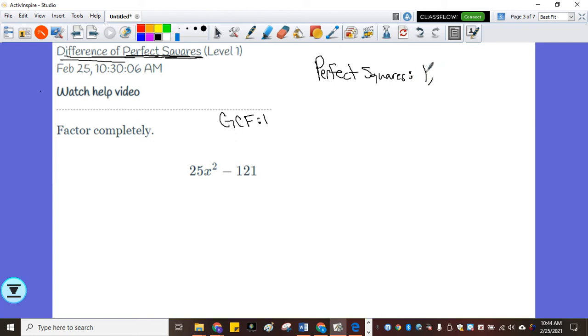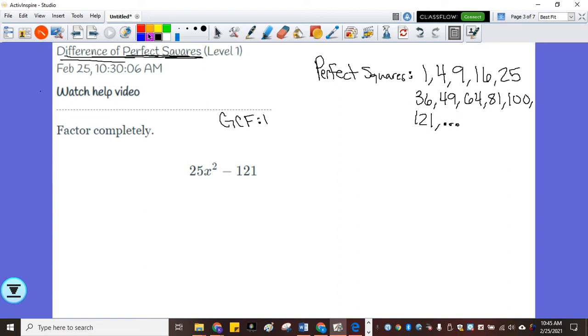One times 1 is 1. 2 times 2 is 4. 3 times 3. 4 times 4. 5 times 5. 6 times 6. 7 times 7. 8 times 8. 9 times 9. 10 times 10. 11 times 11.